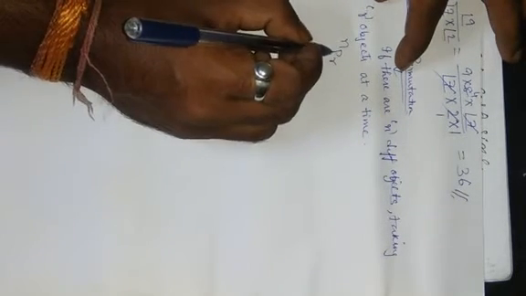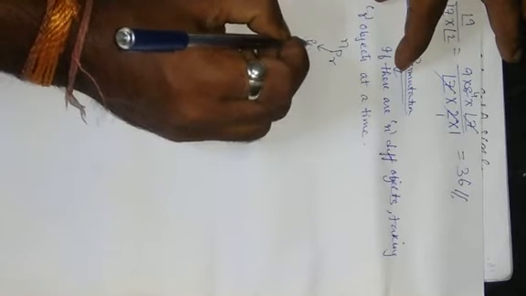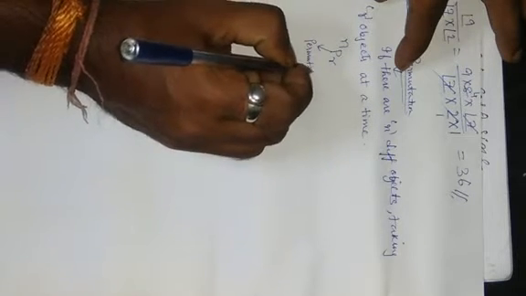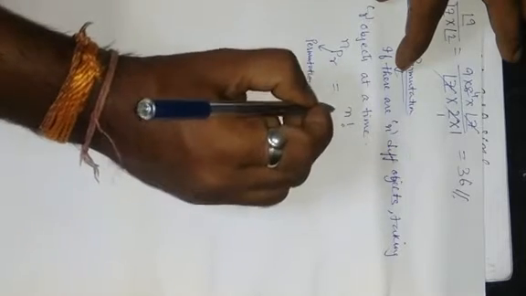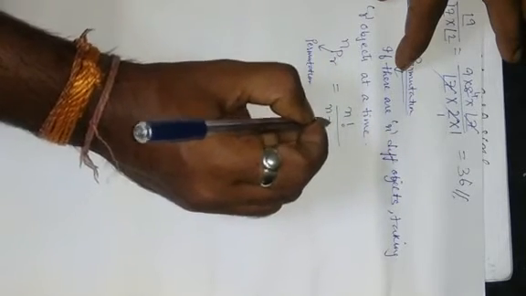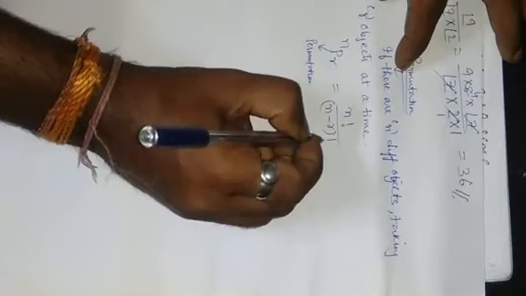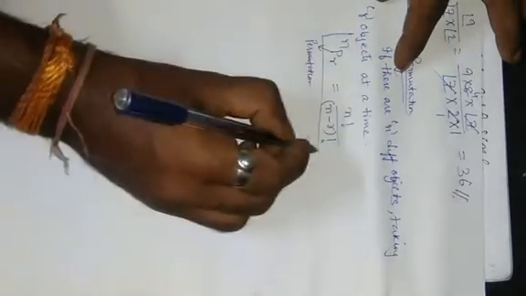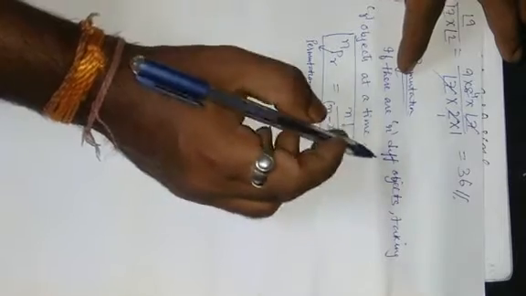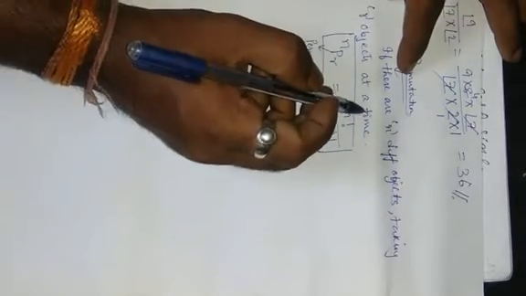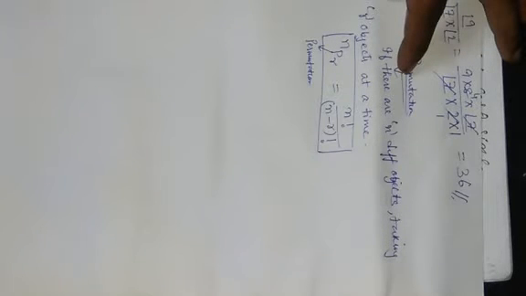nPr, where P represents permutation, and the formula of permutation is nothing but n factorial by n minus r factorial. This is the formula for permutations. If there are n different objects and we are taking r objects at a time, then the formula of permutation is given by nPr. So let me take a few examples to find the value of nPr.